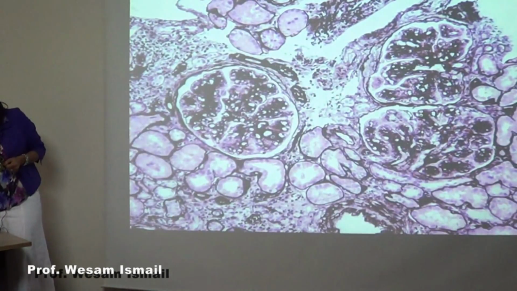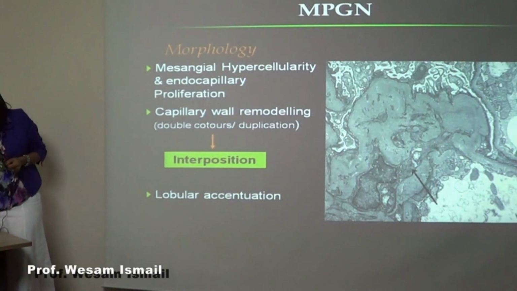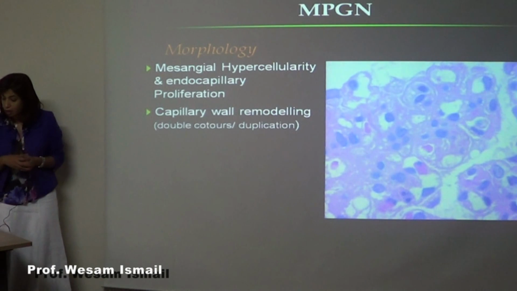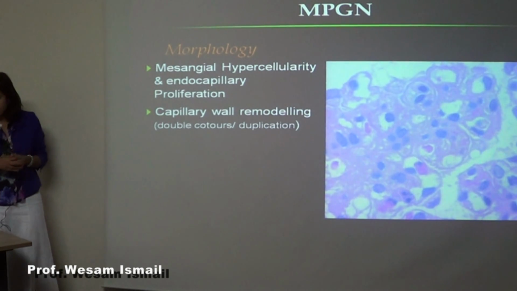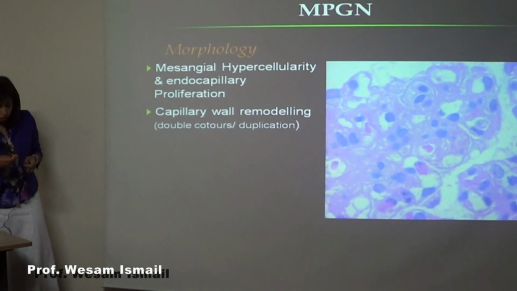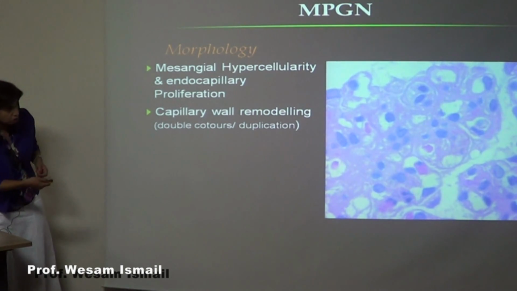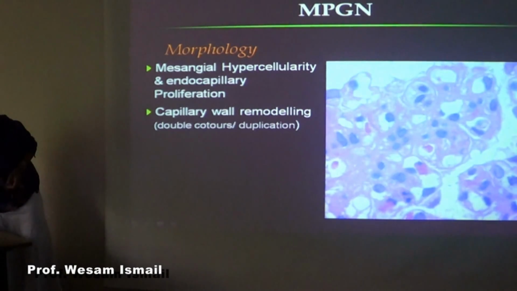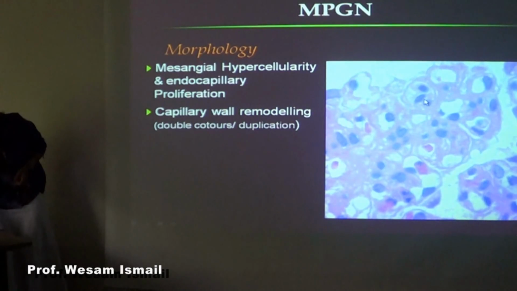You also get capillary wall remodeling, what we know as double contours or duplication of the basement membranes. Can you see the duplication? Yeah, the basement membrane is duplicated, and it's duplicated here as well.